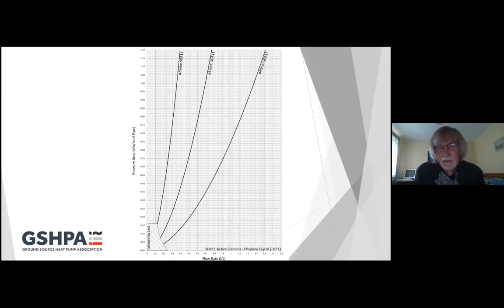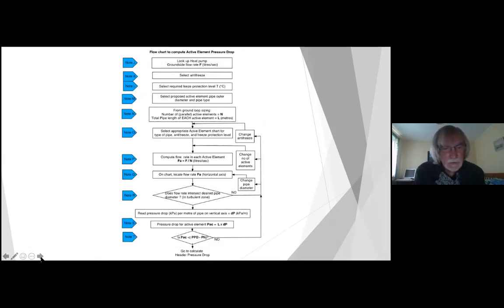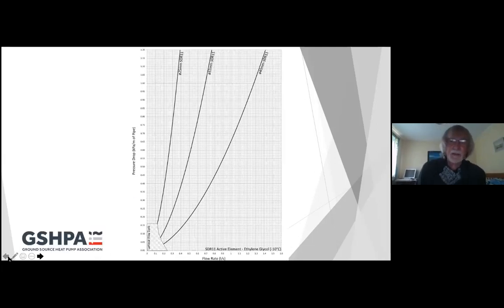Now you can either use these charts, which are pre-prepared for you, or a spreadsheet of some sort that computes these numbers. So that will give you the active element pressure drop. And it's sorted out for you that if you're down in here, this will be laminar, and you don't really want to be there. So you've got to have another go and make sure that you are living in the right segment of these charts.